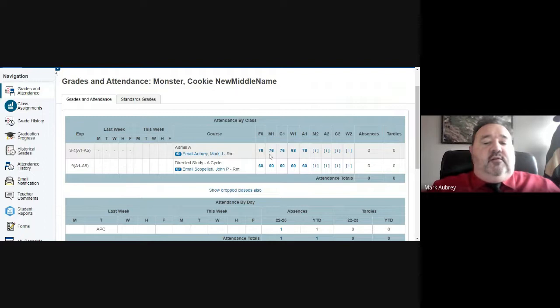And then M1 is the middle of the road. That's the midterm. The first semester usually goes to about the end of January. The midterm is right around the beginning of November, thereabouts. And FO is the final grade.